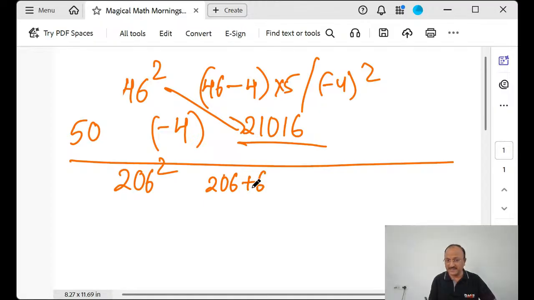206 plus 6. Correct? No? And what is the base that we have to multiply? It is 200. That's why into 2. And right hand side, the deviation is 6. 6 square. When it is plus, it is very easy. Whatever the digit is there, that we are going to square.